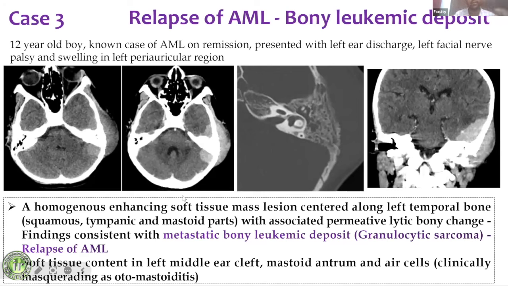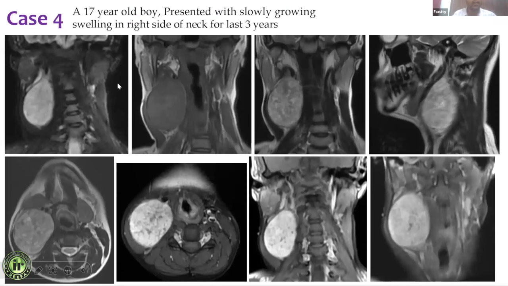So this was a case of AML. This was a relapse of AML as a mass in the preauricular region. So let's come to the next case.